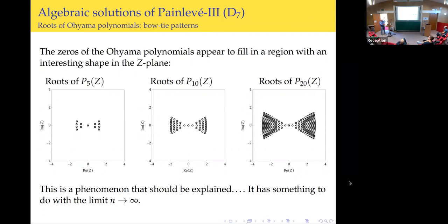What's happening inside here? This is a phenomenon that should be explained, but it's a phenomenon about the limit n going to infinity, is the point, right? That's when this picture is becoming something that we can describe by some rules, or say that there's a well-defined boundary or something like that. Not over here, right? Okay.